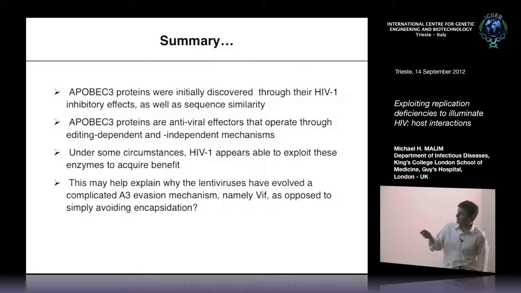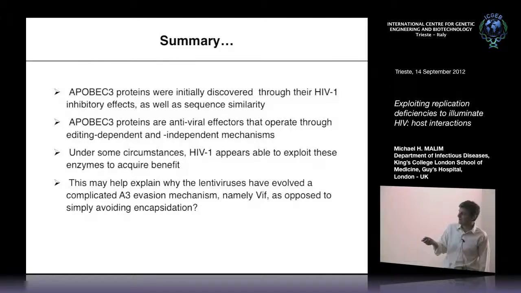So just to summarize everything I've said about APOBEC proteins: they were initially discovered through their HIV inhibitory effects, as well as by other groups through their sequence similarity to APOBEC1 and AID. APOBEC3 proteins are antiviral effectors that operate through editing-dependent and independent mechanisms. Under some circumstances, HIV appears to be able to exploit these enzymes to acquire a benefit.